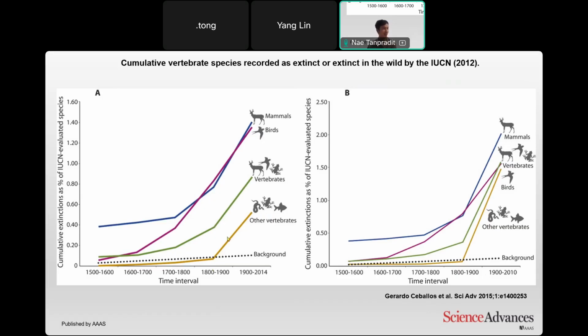How is it different between A and B? There are two models, I don't remember clearly, but there are two models that they used for the calculations. Okay, like that. You can go to the Science Advances journal for the details. But both of the models keep increasing sharply after the Industrial Revolution.